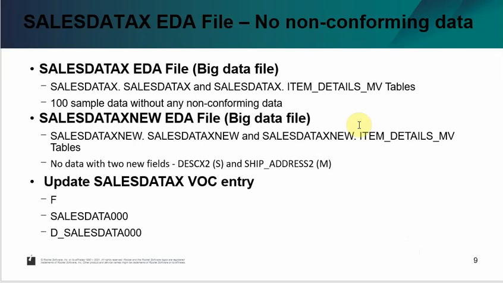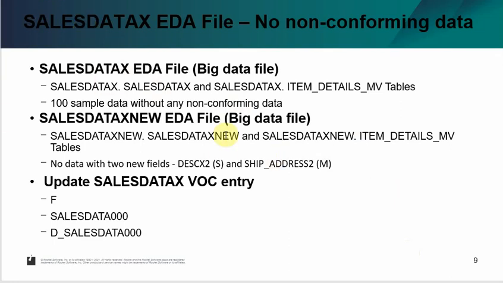For the first example, I'll show you the SALESDATAX EDA file. Basically, this one has no non-conforming data, so it makes the conversion process a little bit simpler.